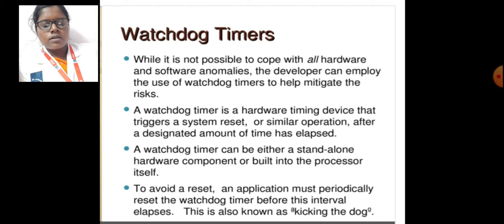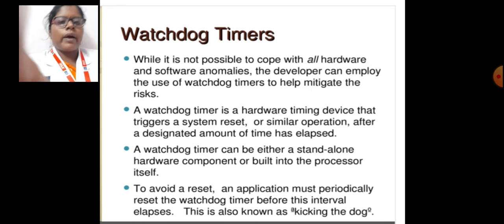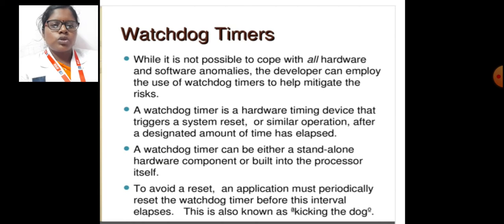The watchdog timer has a number of applications, and is a timing device that is set for a preset time interval, and an event must occur during the watch time interval. While it is not possible to cope with all hardware and software anomalies, the developer can employ watchdog timers to help mitigate the risk.